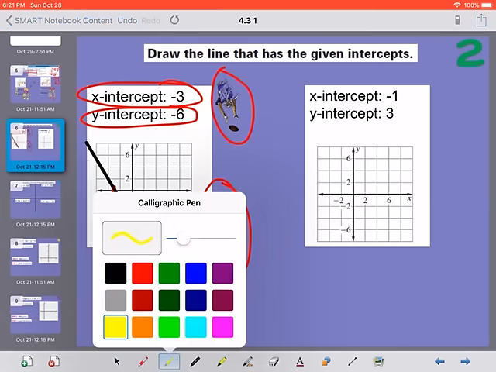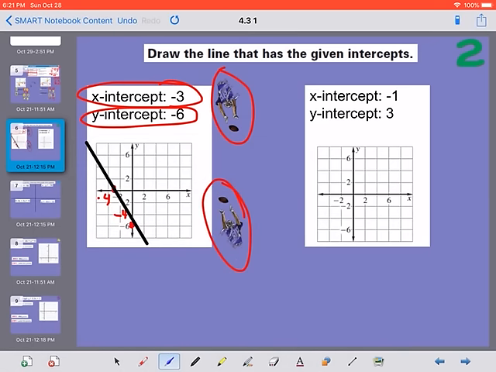Next, same thing with our x and y-intercept. X is at -1. These go by 2, so -1 would be in the middle here. And our y-intercept is 3. 4 would be in between 6 and 2, so 3 is right there. Those ones are really close together. Draw your line all the way through from one side to the other.